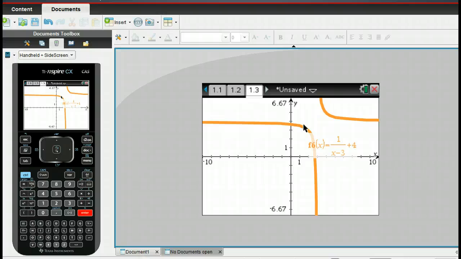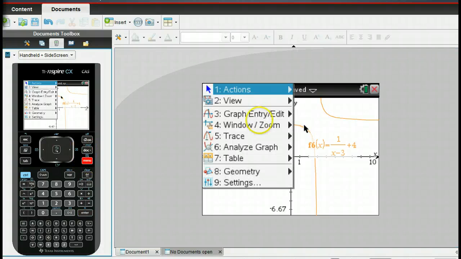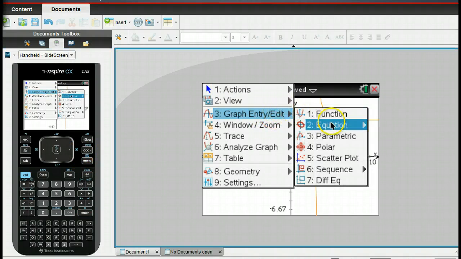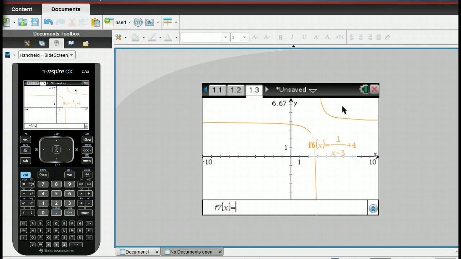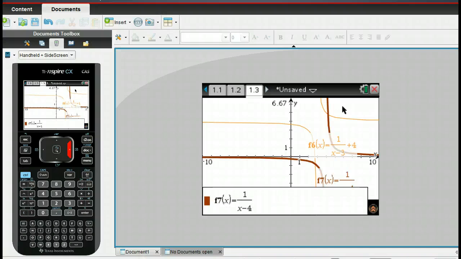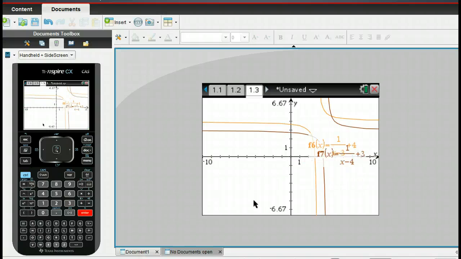And then we're going to go to the menu again and put in a graph function. Then we're going to do the same thing, except this time it's going to be 1 divided by x minus 4, plus 3. Oops, I got to fix that. 1 over x minus 4, okay, plus 3. There we go.